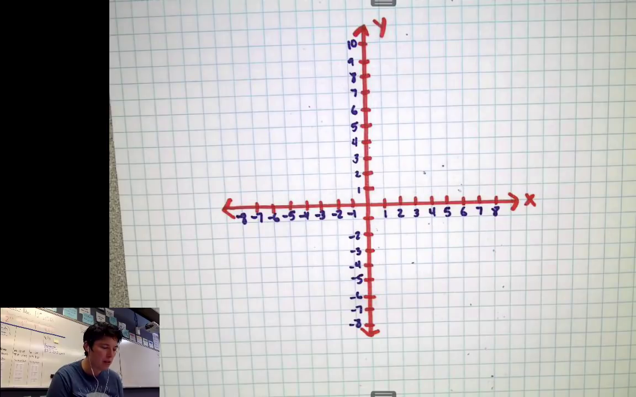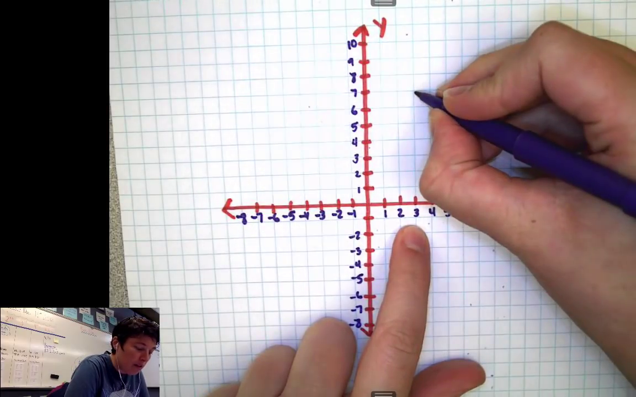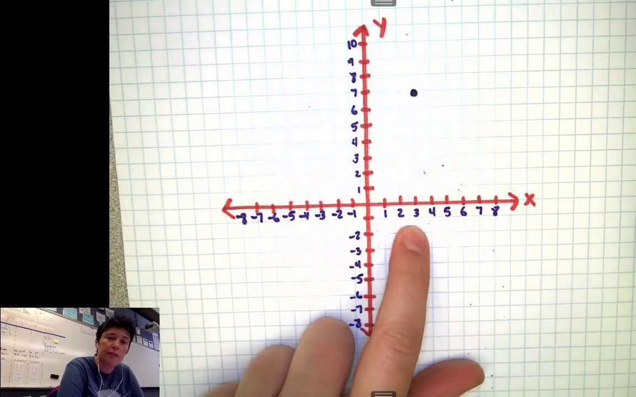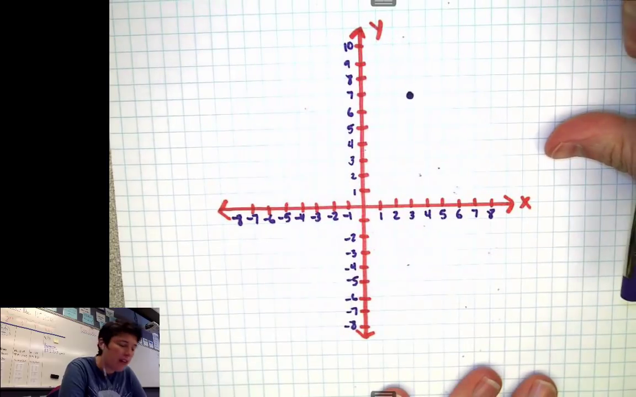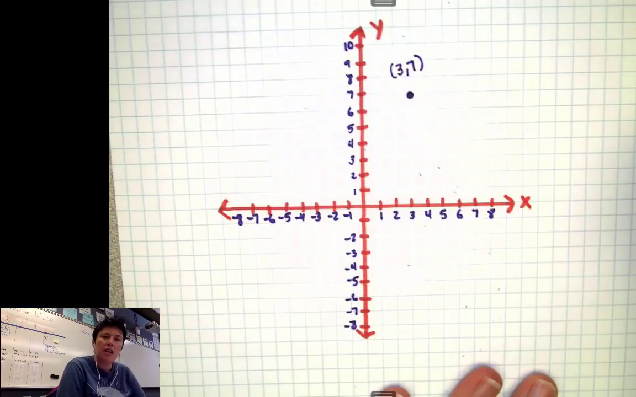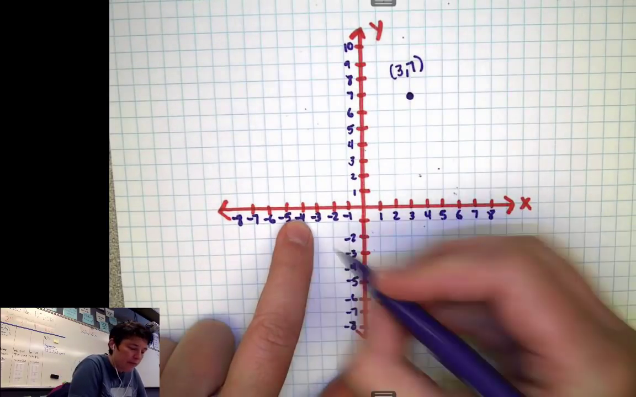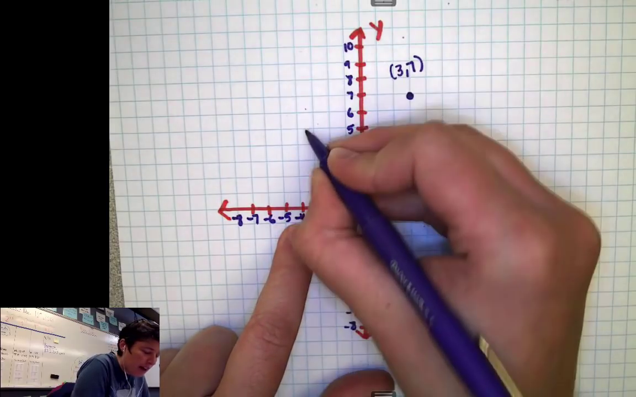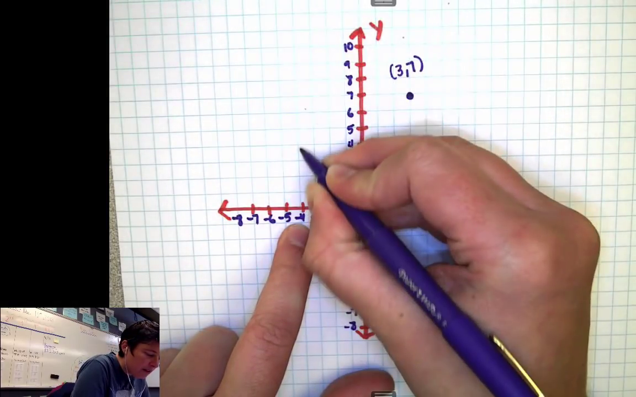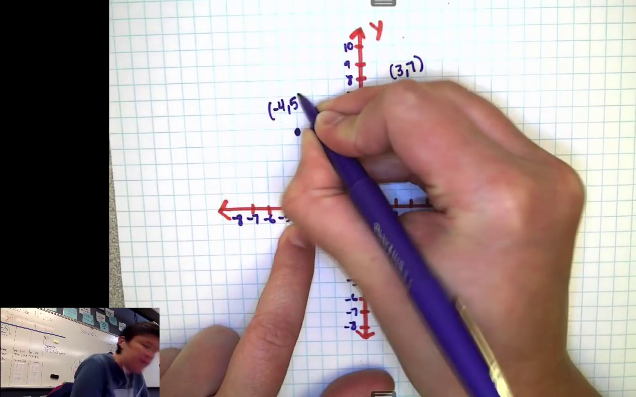So the first thing I want to do is I want to plot a point that is at the coordinate 3, 7. So I'm going to go to 3, 7, which is up here, and I'm going to plot that point. I'm even going to label it just to kind of help, 3, 7. And then I'm going to plot another point that's out here at -4, and I'm going to go up to 5, -4, 5. And I'll label that too, -4, 5.